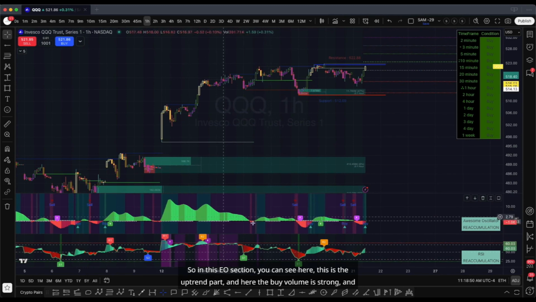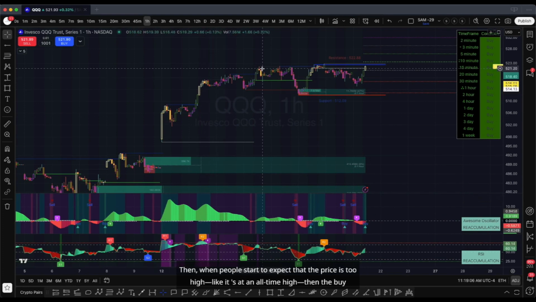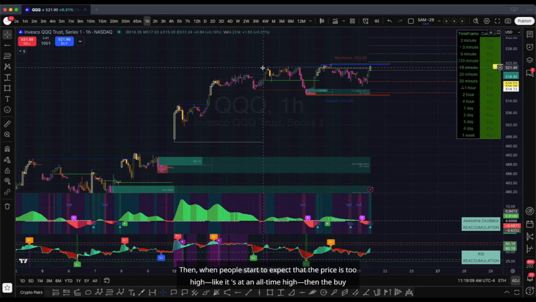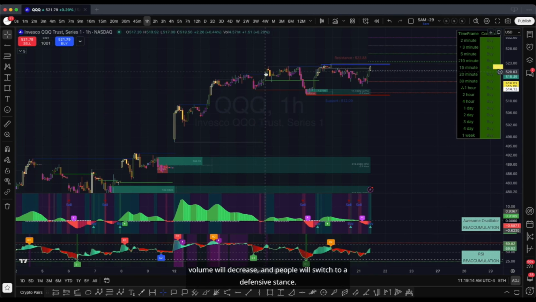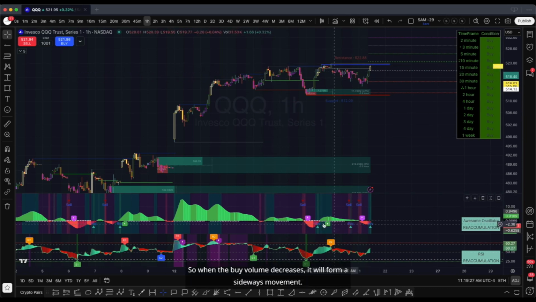and here the buy volume is strong, and here the buy volume is weak. It's not just that in this EO section, it actually tells us the buy and sell volumes. That means when the buy volume is strong and there are a lot of people buying, the trend will show up. Then when people start to expect that the price is too high, like it's at an all-time high, then the buy volume will decrease and people will switch to a defensive stance. That is, they'll set up because they don't know if the market will keep going up, so they'll start managing their stops or selling off some of their positions. That's usually how it goes. So when the buy volume decreases, it will form a sideways movement.